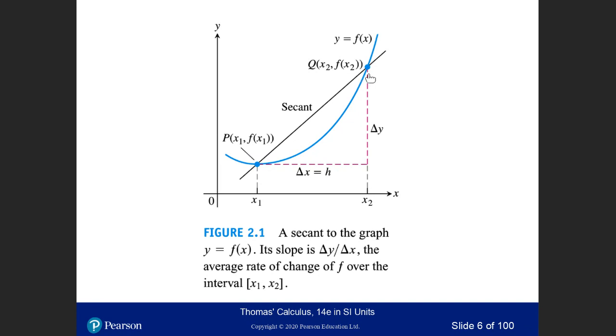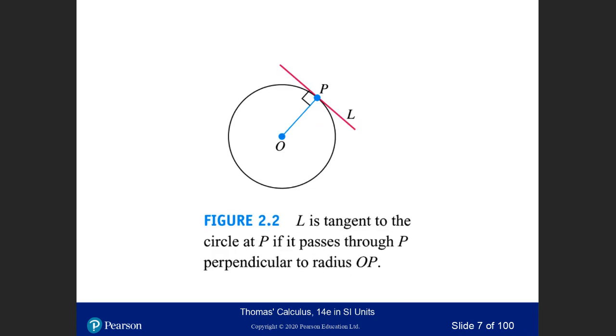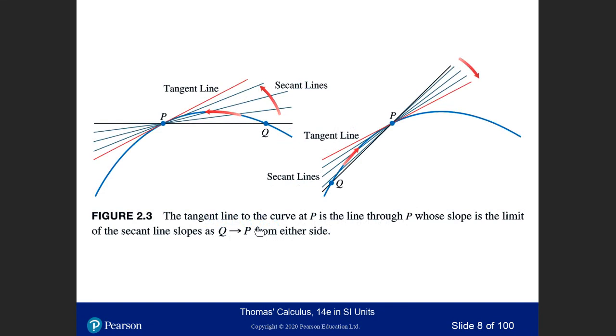Now, what happens as we approach from Q to P? That will be important for us. And the previous table that we have shown is actually doing that. You have 2 points, this distance is h, and you try to take h towards 0. And what happens if it goes towards 0? This is the picture of a tangent line for the circle. And so let's look at an arbitrary curve.